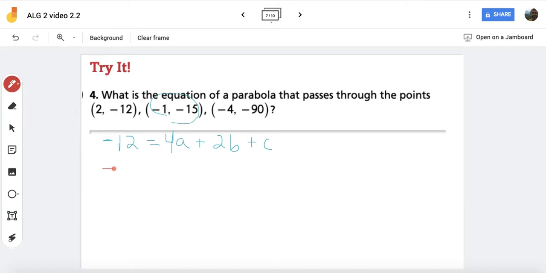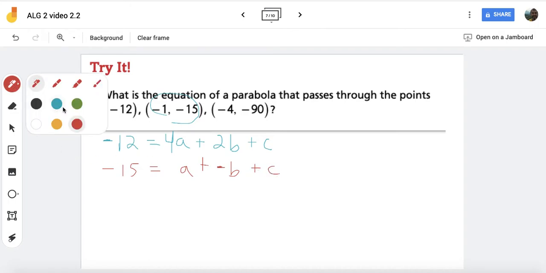Y equals ax squared, and x is -1, so -1 squared is 1, so it's 1a, plus b times x, but x is -1, so it's really a minus 1b plus c.